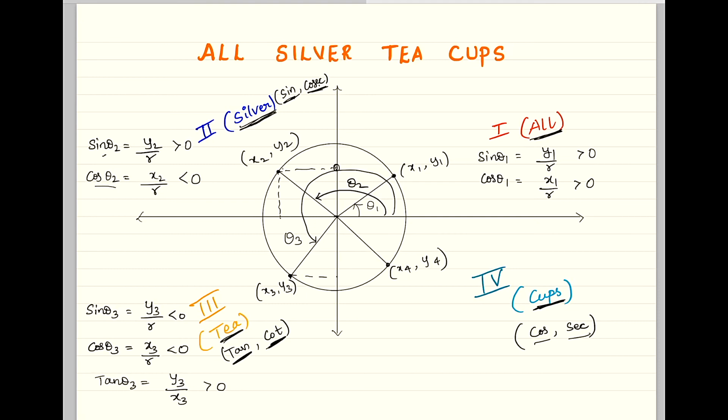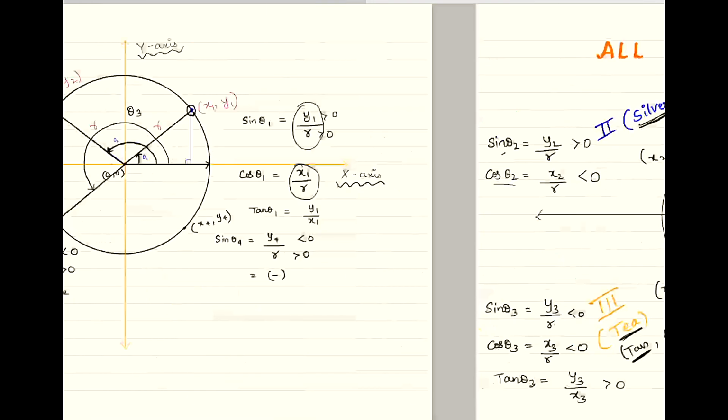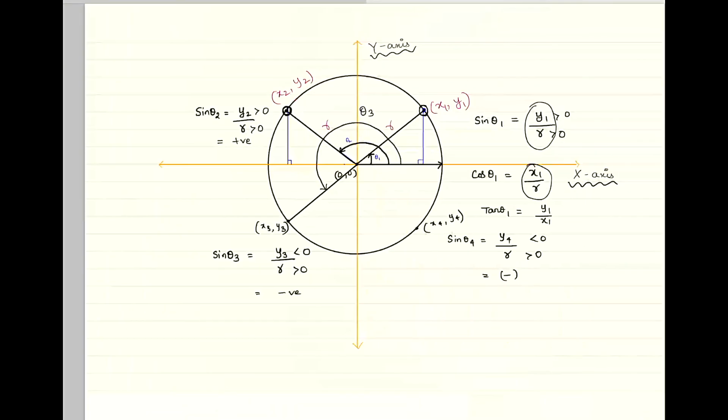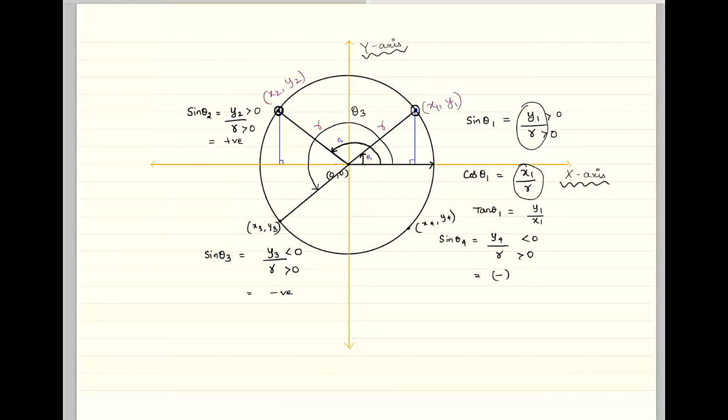So students, we have discussed in this lecture the exact definition of trigonometric ratios. We defined them based on a circle by taking the coordinates of the points on the circle and defining sin theta as y by radius, cos theta as x by radius, tan theta as y coordinate by x coordinate, and the remaining trigonometric ratios are just their reciprocals. Okay, so we'll stop the lecture here.